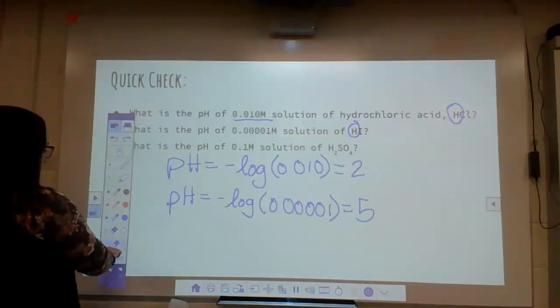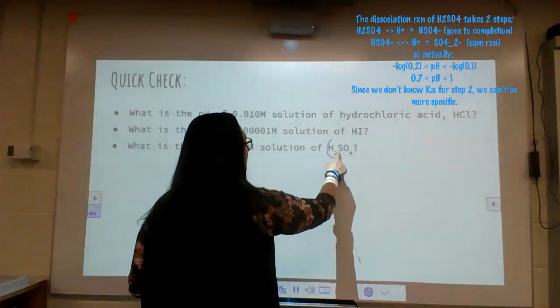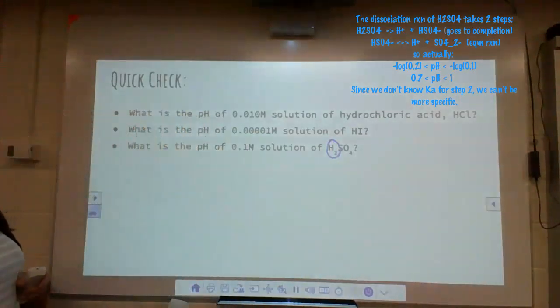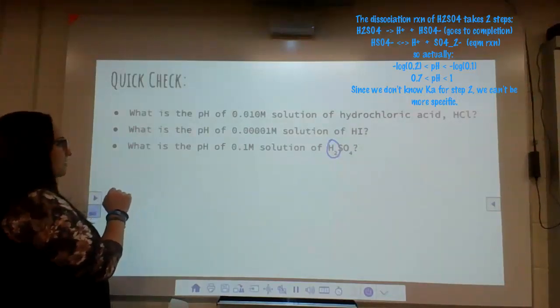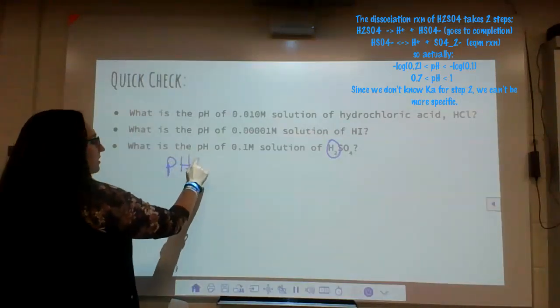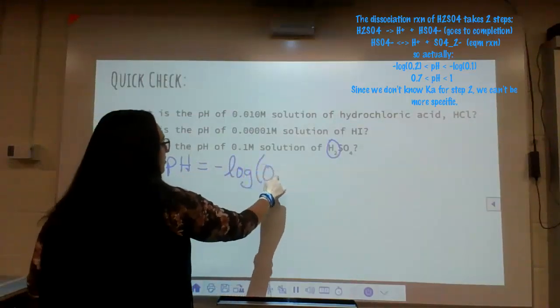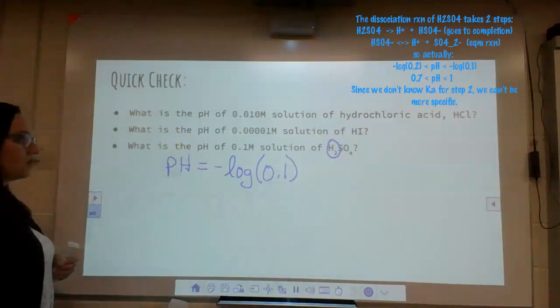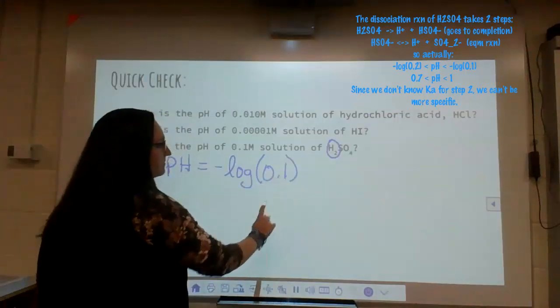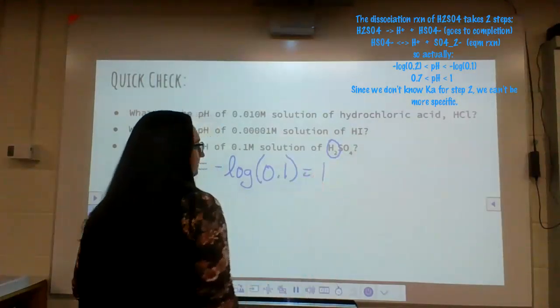For the last example here, my H2SO4, it said would dissociate completely for the first hydrogen ion. And so when I calculate this, I'll take the pH is equal to negative log of 0.1. And so the negative log of 0.1, my 1 is in the first place after the decimal, and so that'll be equal to 1.